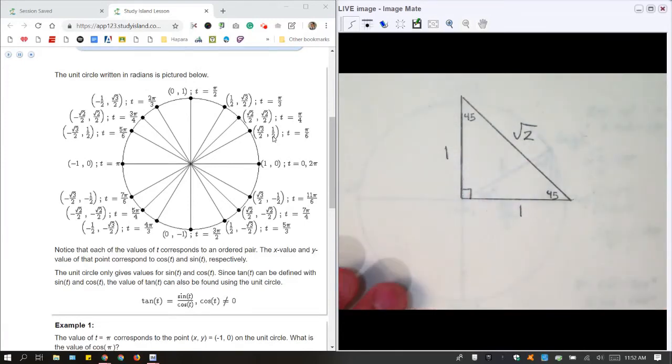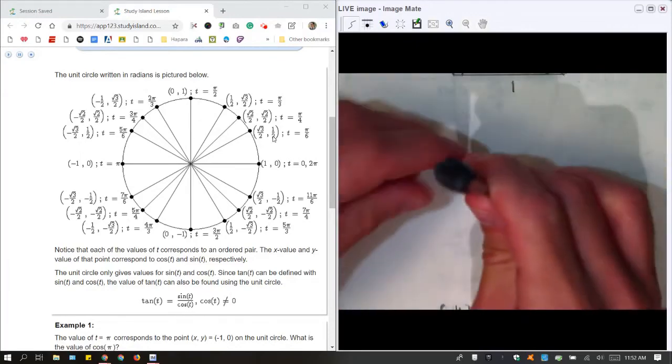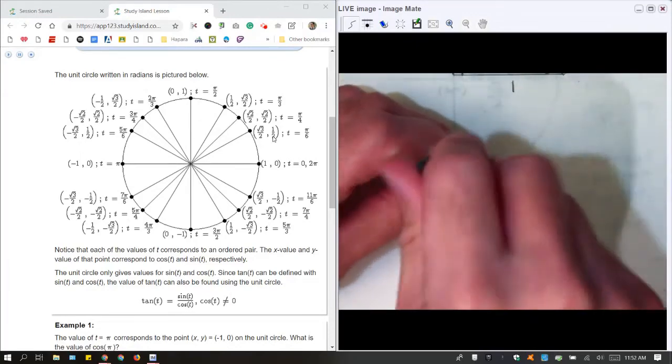Well, if you think about it in terms of our unit circle, let's say that this is the center right here. I'll draw another quick circle. Here's our new unit circle, let's say.